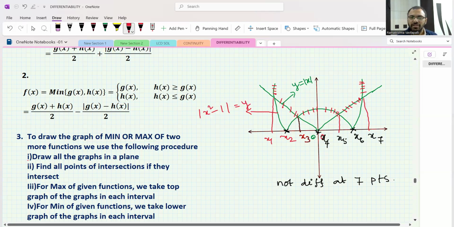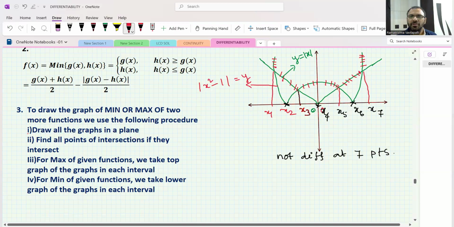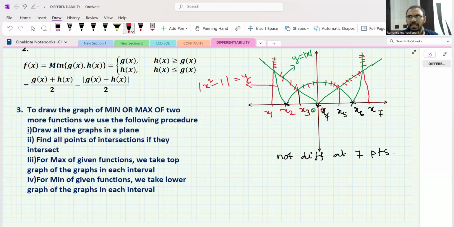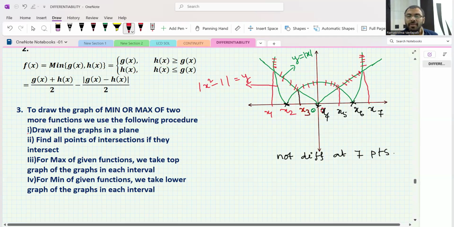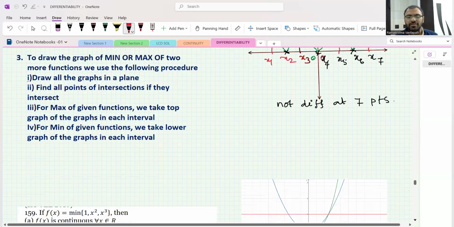So this is the procedure: you have to draw both the graphs in a plane and then observe the points of intersection. In each interval, the top of the graphs is the maximum and the lower of the graphs is the minimum of the functions. It is very simple, but the difficulty is noticing the shape of the graphs. So you must be good at drawing graphs.